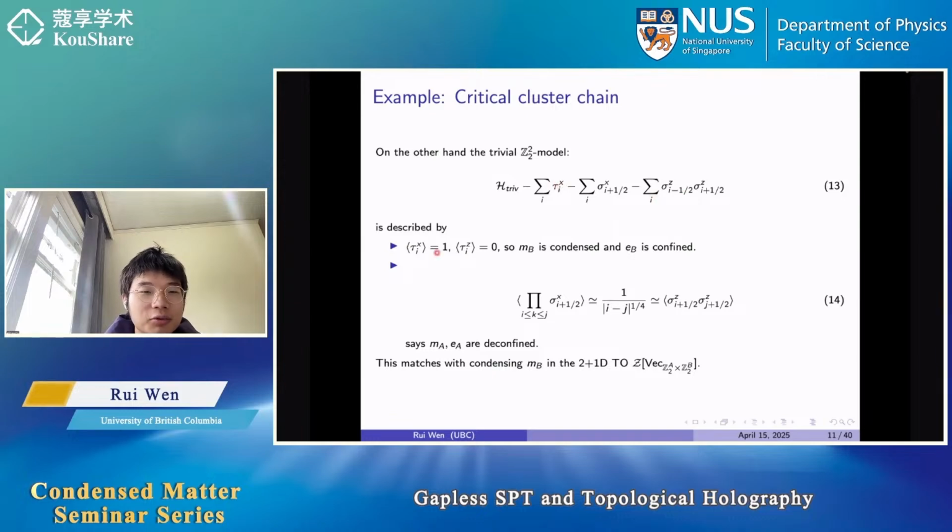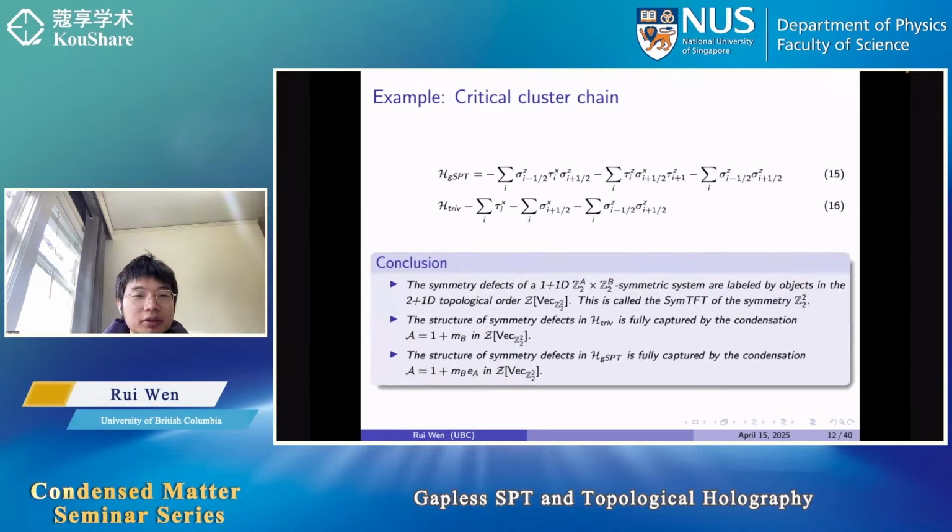This is described by tau being 1, tau x is 1, tau z is 0. So MB is condensed and EB is confined. And this is now a usual disorder operator. And also the charge correlation function is the same, it's self-dual. So MA and EA are deconfined. So this matches with condensing MB in the 2+1D topological order. Okay, so now we've made a connection to something that's 2+1D, right?